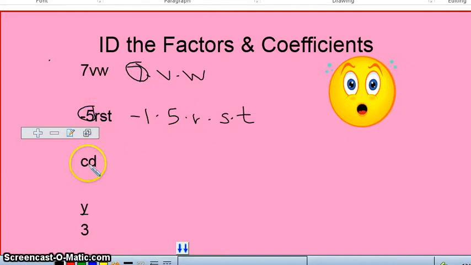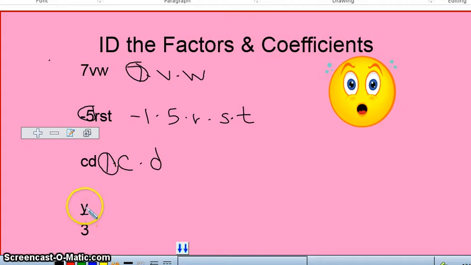The next one we have is cd. What are we multiplying to get cd? We're multiplying c times d. So those are our factors. Now what is our coefficient? There isn't a number being multiplied by cd explicitly, meaning it's not being shown, but we can always assume an unseen coefficient of 1. If there's no coefficient, we assume it to be 1. So 1 is our coefficient in this case.